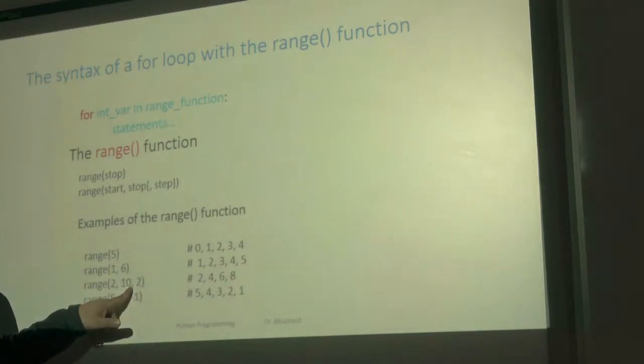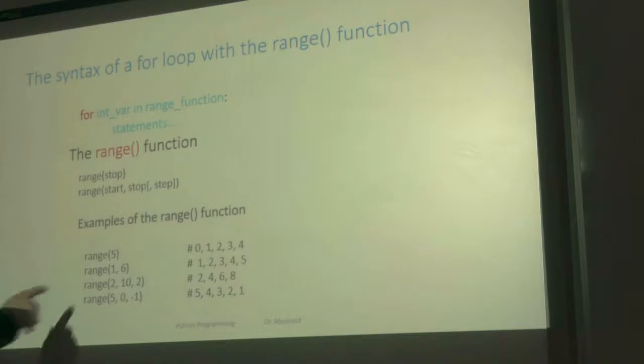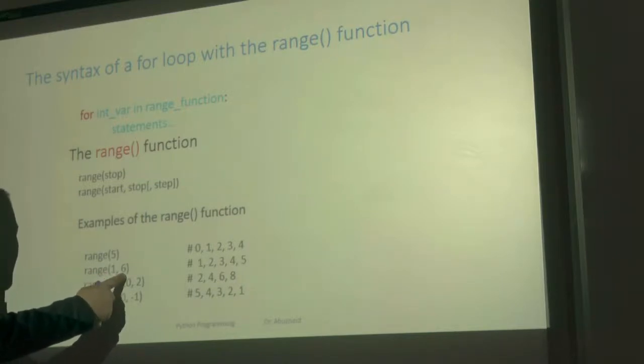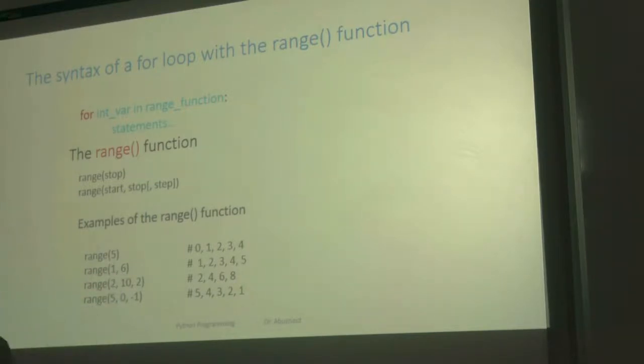Because it's not inclusive. So the first one is inclusive, the end is not inclusive. It's not inclusive. That's the rules. Okay, that's the range. It's very important to know how to use range, because most of your for loops, you're gonna use the range, right?